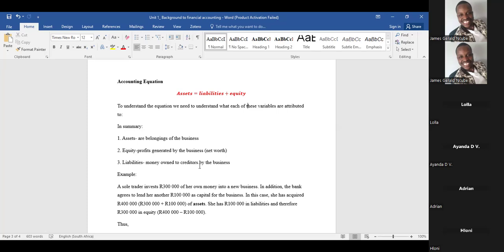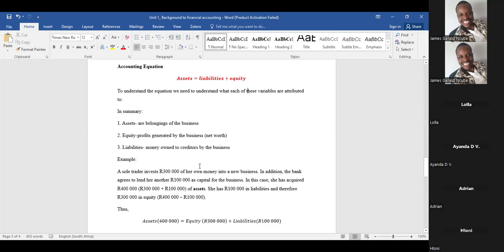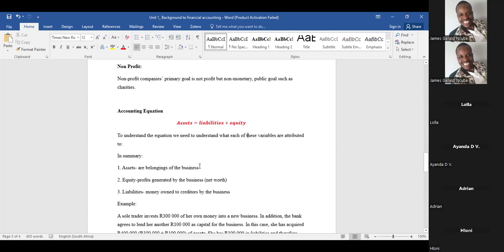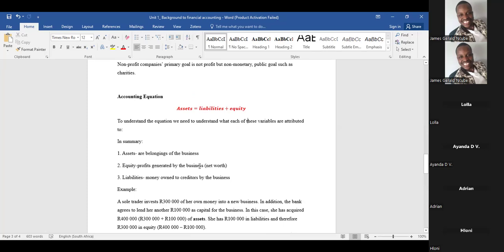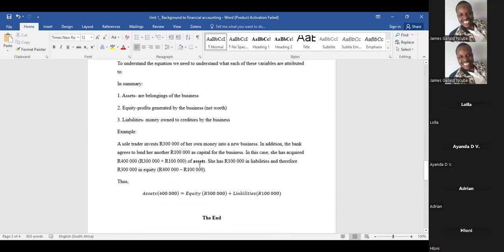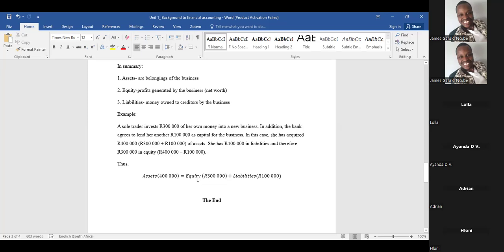So how is our accounting equation going to look in this case? We said our accounting equation is our assets must be equal to the sum of our liabilities and our equity, right? So we said our assets is 400,000, and our liabilities are 100,000. And then our equity is 300,000. And this, my friends, is how it's going to look.